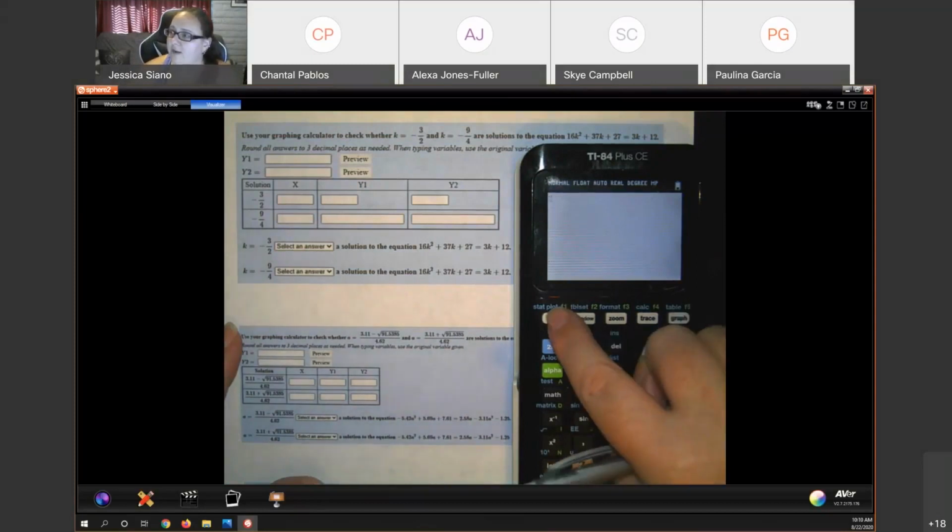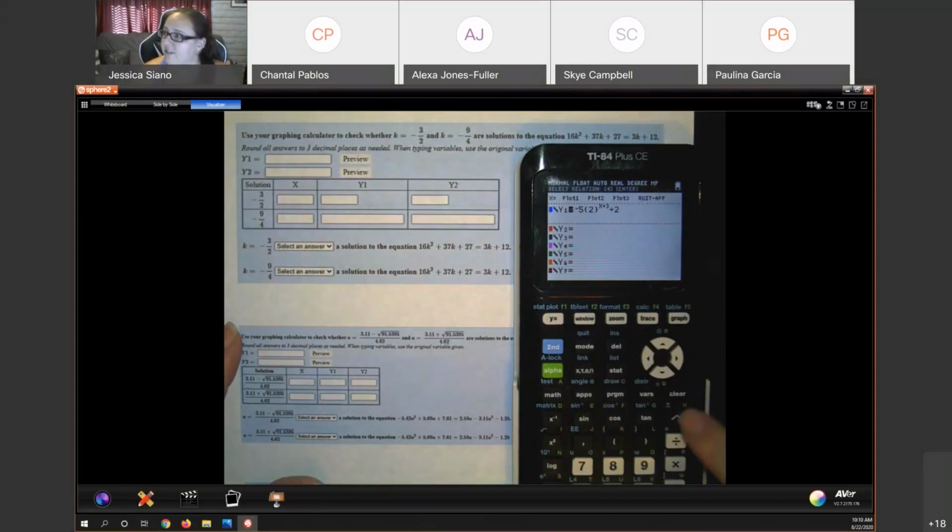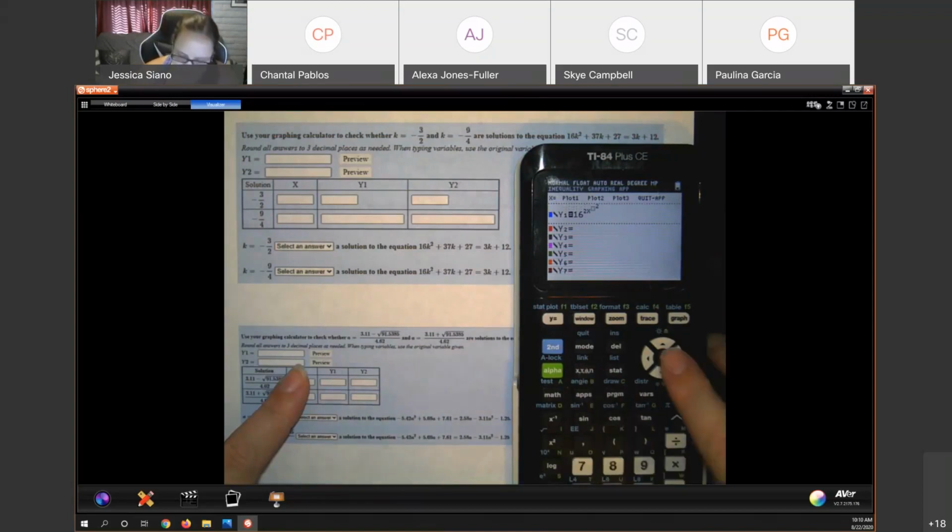Okay? So in order to do this in the calculator, the way that Andy is recommending, we go to Y1. If you have something there, then press clear to get rid of it. And you put the left side of the equation in Y1. So that is 16, whatever variable they give you, just make it an X. 16x to the second plus 37x plus 27. So you put that over here in Y1.